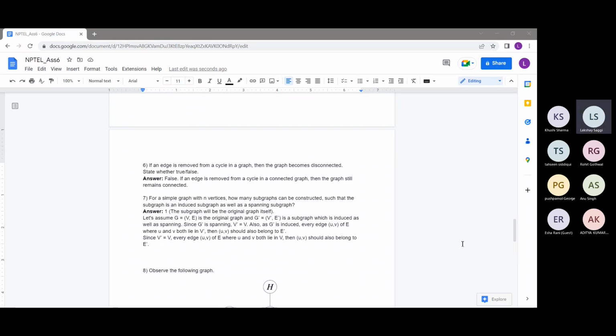But the definition of an induced subgraph is something like this: suppose we take two endpoints U comma V of V prime. Then if U comma V is an edge in E, then it should also be an edge in E prime. So basically every edge of the original graph should also be present in the subgraph, provided we have picked those vertices in the subgraph.